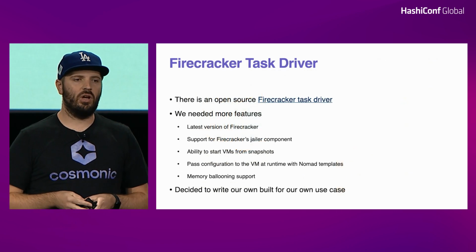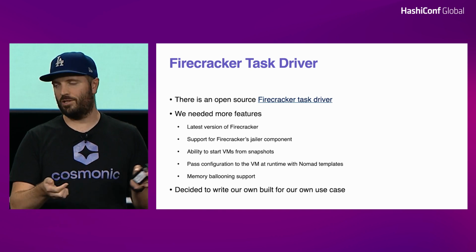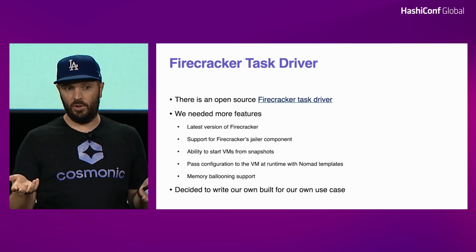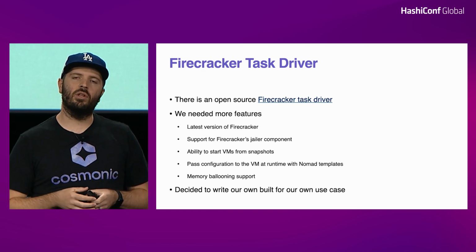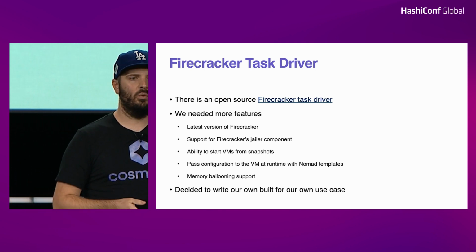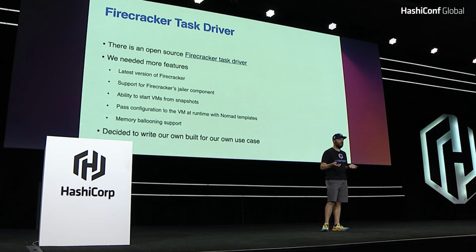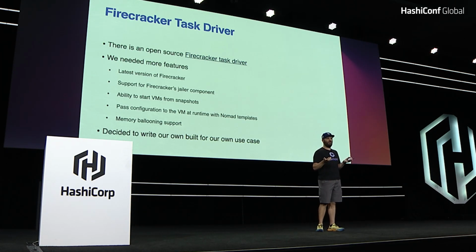So let's talk about the task driver itself. So there is an open source Firecracker task driver. I actually heard there might be a couple, but it's kind of languished a little bit, and it's not fully up to date with all the different features we needed. So we needed the latest version of Firecracker to pick those up. We needed support for the jailer component I mentioned. We needed the ability to run VMs from snapshots. Because we're spinning things up for customers, we don't want them to wait for a couple minutes to start up a VM and to get a file system. We need that to be really quick.